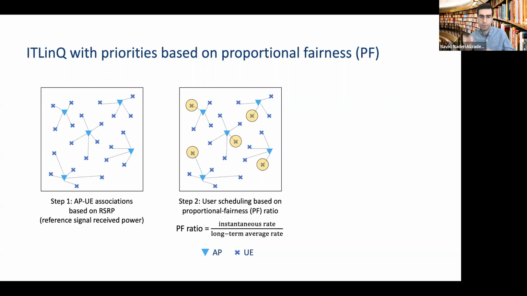So we're assuming that it's a consistent operation of APs. So we kind of have a pattern of what the interference is going to look like for each of the UEs, just roughly speaking.